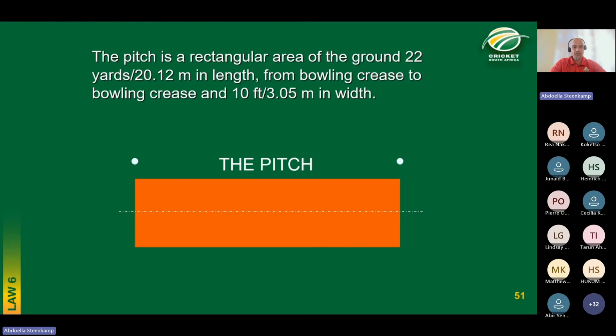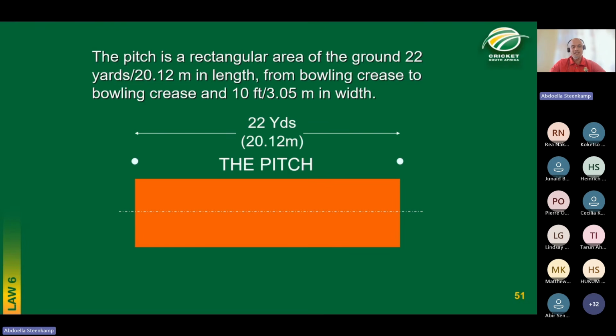I prefer the metric system because most measuring tapes are metric and it is so much easier to check the length of the pitch using your measuring tape. So 20.12 meters is the length of the pitch. In the exam, you can put both. There will be questions in the exam about the pitch and its length, and the next law that we're doing, the creases. But to focus on the pitch, length: 20.12 meters or 22 yards.